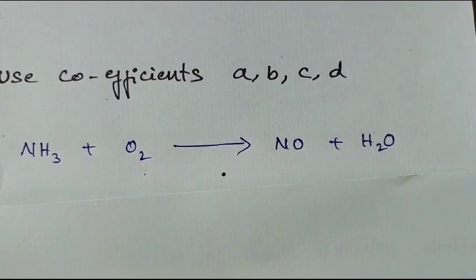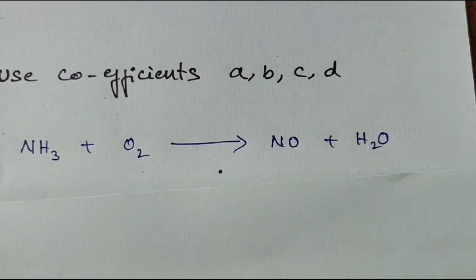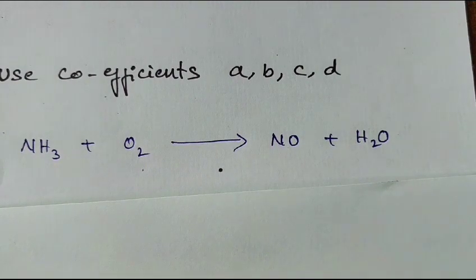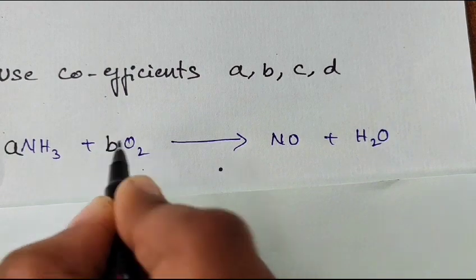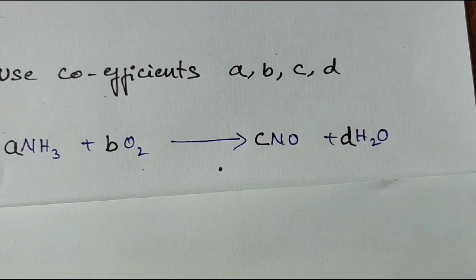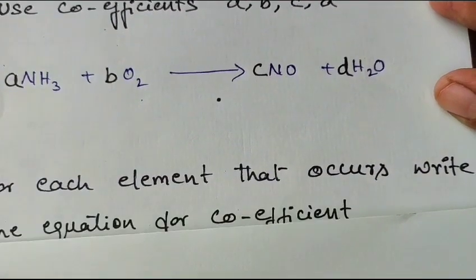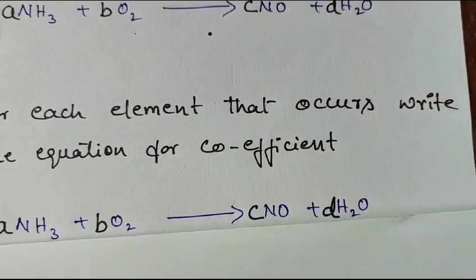This is our reaction. What we need to do, for each of the reactants present on the left hand side as well as the products present on the right hand side, is write A, B, C, D as coefficients. Let us go with it. Here A, B, C and D. This is the application of coefficients for the reaction. Next step. What is next? For each element that occurs, we need to write the equation for the coefficient.